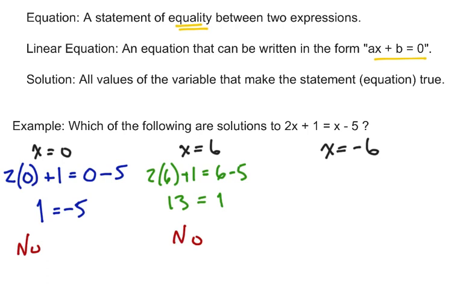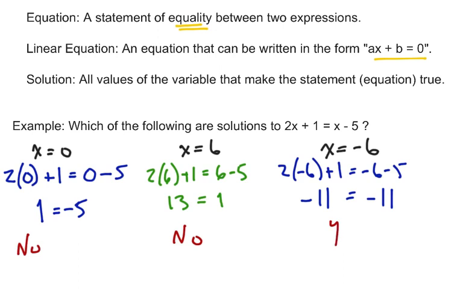Try it again with negative 6. Plug it in. 2 times negative 6 plus 1 equals negative 6 minus 5. Well, 2 times negative 6 is negative 12. Negative 12 plus 1 is negative 11. Negative 6 minus 5 is also negative 11. Are those two things equal? Does negative 11 equal negative 11? Yes. That means negative 6 is a solution. Now, is it the only one? Well, when it comes to linear equations, yes. Linear equations only have one solution.